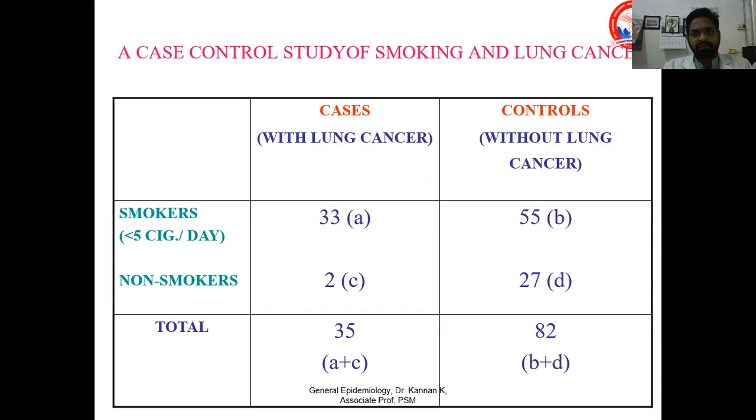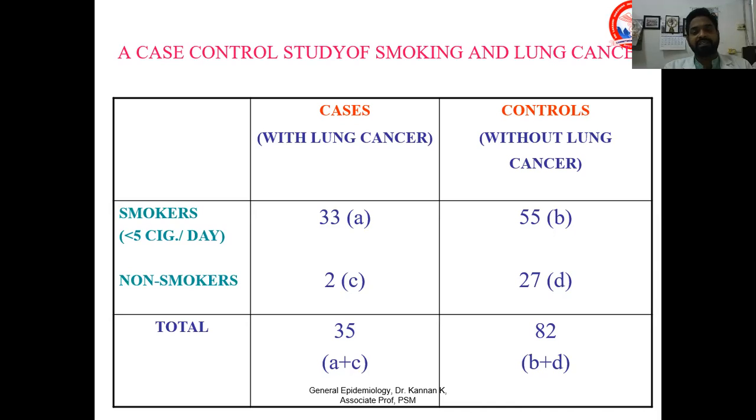So this is a 2 by 2 table which shows a case control study of smoking and lung cancer. Here we have the first column as cases, that is patients with lung cancer, and the second column as controls, patients without lung cancer. The first row is smoking less than 5 cigars per day, and then non-smokers. For example, out of 35 lung cancers, 33 have a history of smoking less than 5 cigars per day, and 2 are non-smokers. And out of 82 patients without lung cancer, they have 55 smokers and 27 non-smokers.